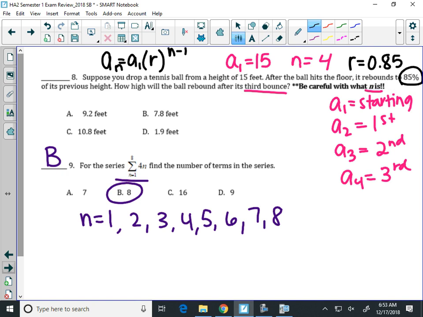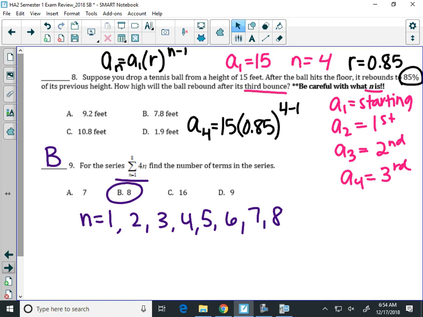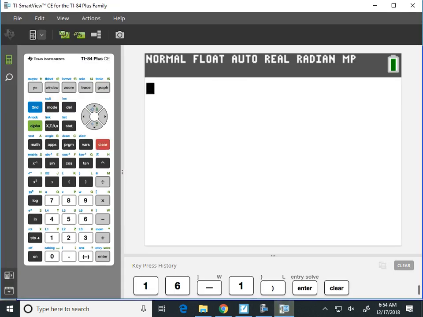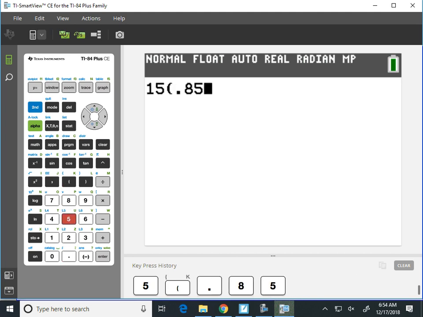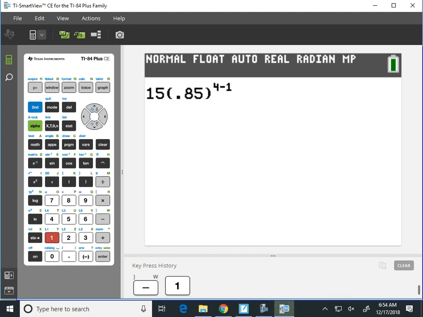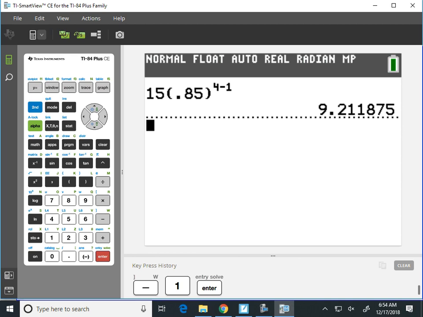Now you have enough information that you could find the height, the fourth term, which is after the third bounce. You start at 15, times 0.85 to the 4 minus 1. Well, when you put that in your calculator, we should get one of the multiple choice answers here, which is 9.2, which is answer A.